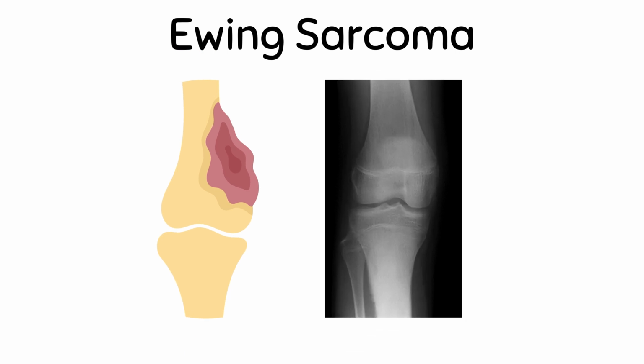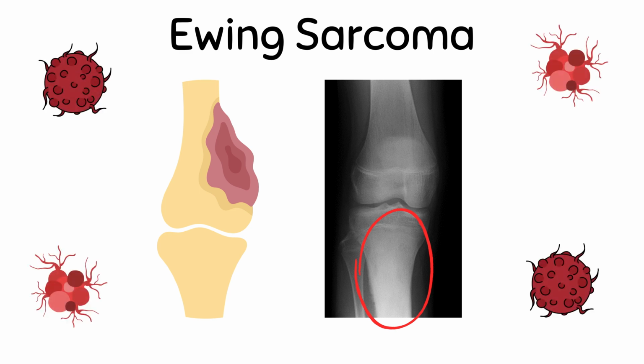In today's video we will be taking a look at a disease process known as Ewing sarcoma. Ewing sarcoma is the second most common primary bone cancer after osteosarcoma. In this video we will be taking a look at its prevalence, diagnosis, cause, symptoms, treatment, and of course its radiographic appearances. Let's dive in.